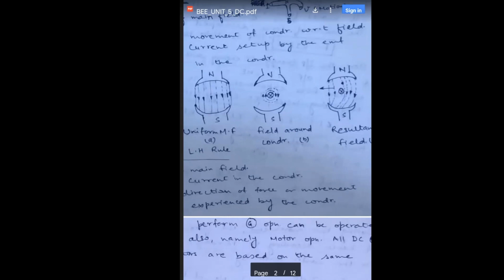What happens in the motor? Since electricity supply is given, the current carrying conductor produces a rotating magnetic field around the conductor, as shown in the central figure B. The first figure A is the uniform magnetic field flowing from north pole to south pole. This is the applied magnetic field, which is strong, and this is the rotating magnetic field due to the conductor. The magnetic lines of force move in the clockwise direction.